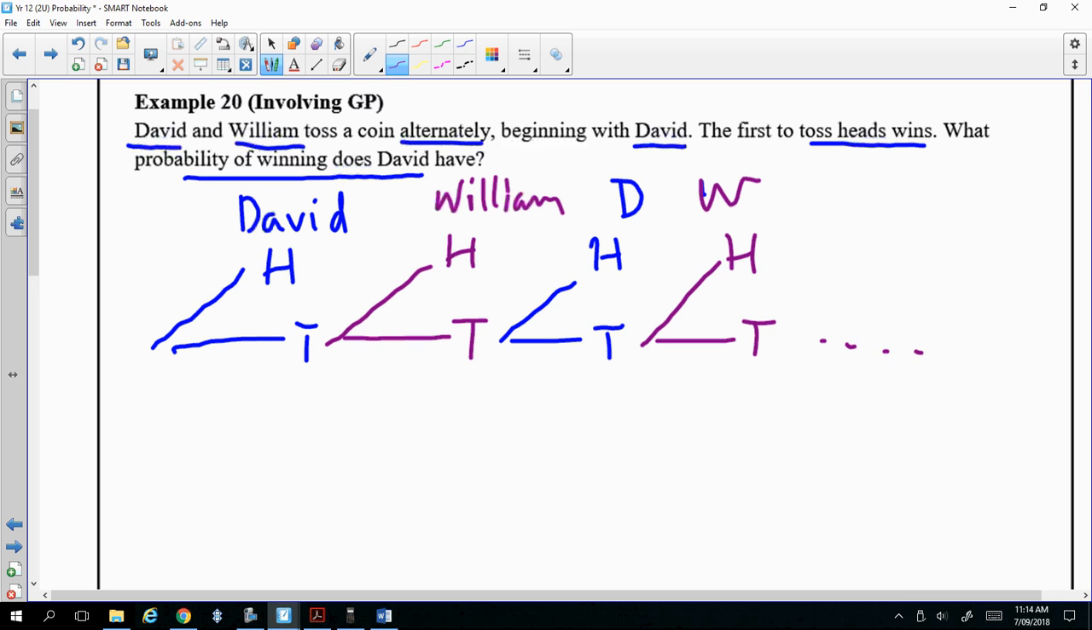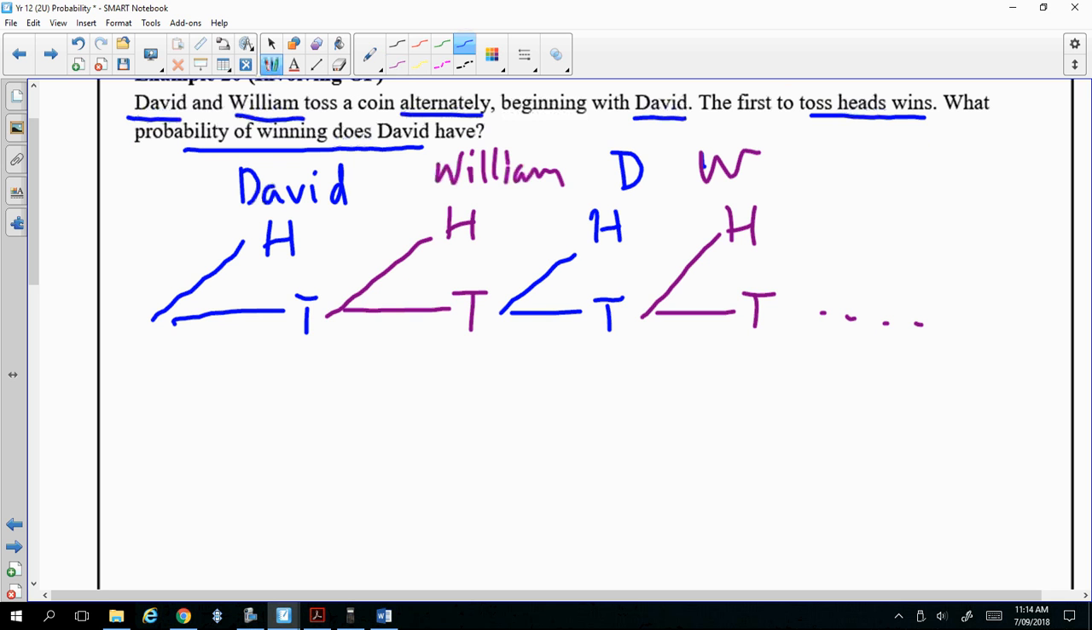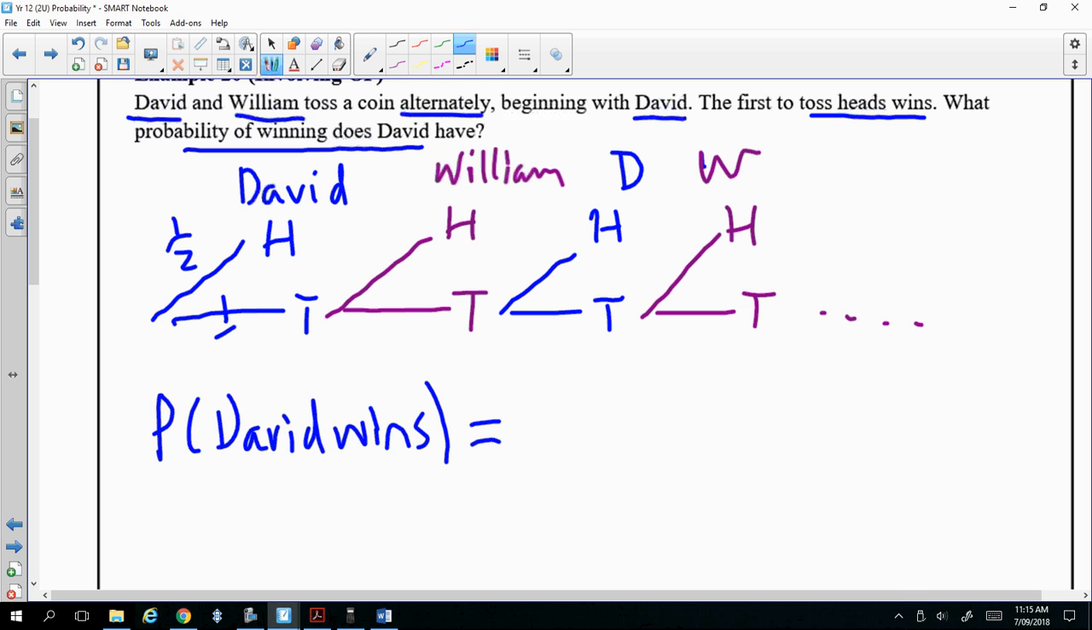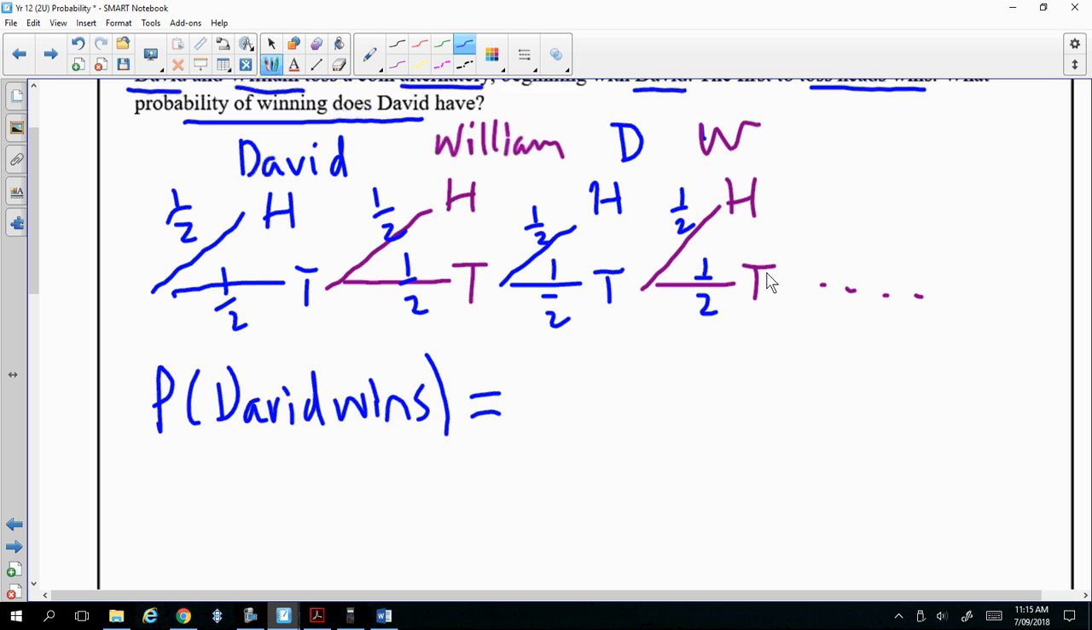So what's the chance of David winning? So you write probability David wins. Okay, now on the branches you can write half and half, half and half, half, half, right? But you don't have to label them because you know it's all half. Okay, good. So for David to win, you either get the head as your first toss, right?